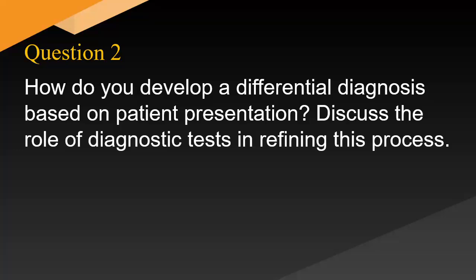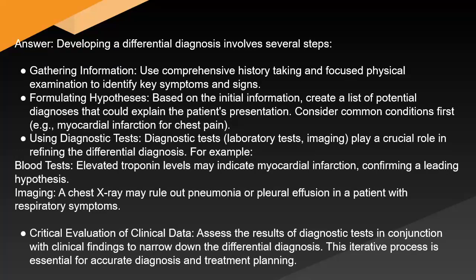How do you develop a differential diagnosis based on patient presentation? Discuss the role of diagnostic tests in refining this process. Answer: developing a differential diagnosis involves several steps. Gathering information: use comprehensive history-taking and focused physical examination to identify key symptoms and signs. Formulating hypotheses: based on the initial information, create a list of potential diagnoses that could explain the patient's presentation.